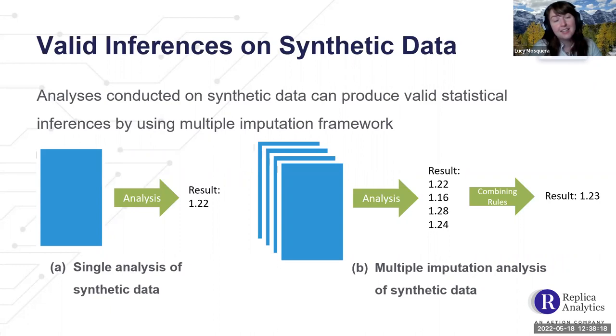The last thing I'll say about synthetic data is the ability to get valid inferences from synthetic data. One way that you can analyze synthetic data is you take your data set, you conduct your analysis, and you get a result. But what can be very valuable if you're trying to understand the true underlying population parameter would be taking a multiple imputation approach. So instead of having one data set, you can generate 4 data sets. Then you can conduct your analysis 4 times and get 4 different risk estimates. Those 4 different risk estimates can then be combined using combining rules, and you can get a more accurate population-level effect estimate that will have appropriate variance that takes into account the stochasticity of the synthesis process.